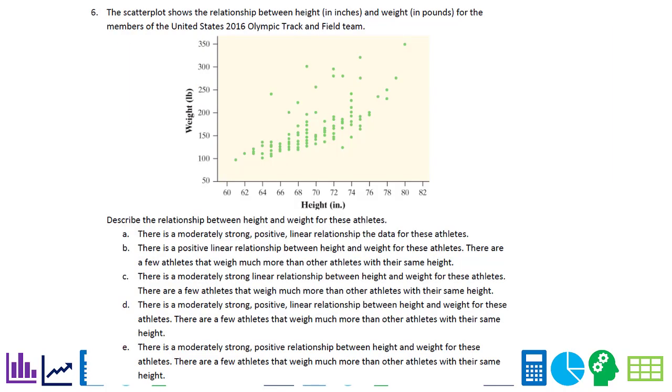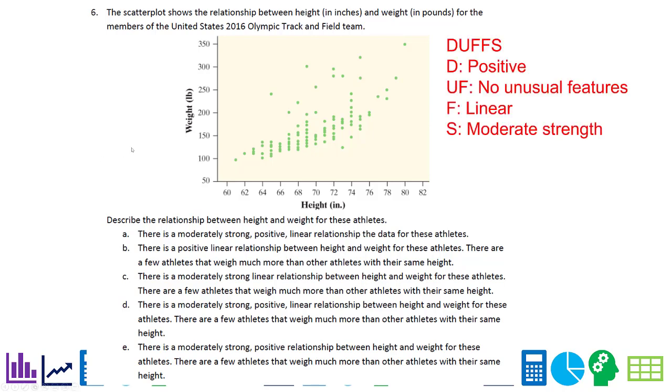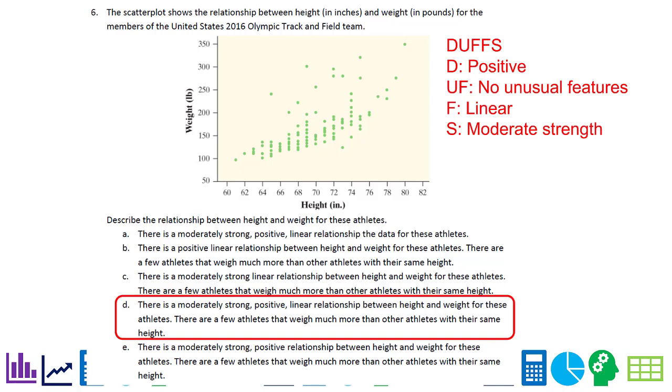Number 6, the scatter plot shows the relationship between height in inches and weight in pounds for the members of the U.S. 2016 Olympic track and field team. Describe the relationship between height and weight for these athletes. So I'm going to practice again. Let's do the DUFs. So direction is positive. There are no unusual features. The form is linear and the strength is moderate. So there's a moderately strong positive linear relationship between height and weight for these athletes.